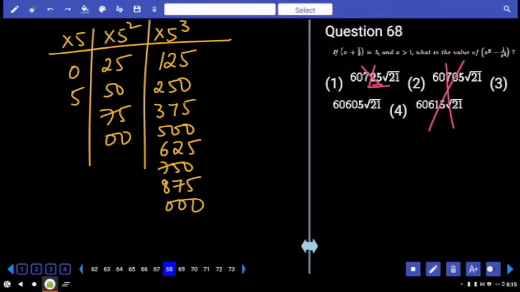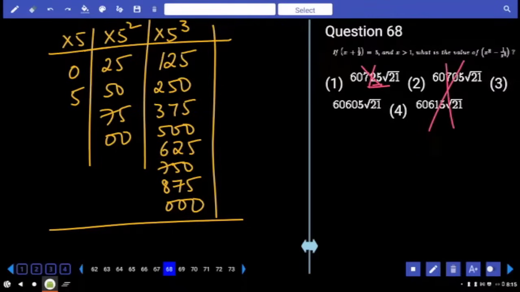5 multiple, 5 square multiple, 5 cube multiple end with only these numbers. Don't say 5 square multiple ends with 0 or 5, or that 5 cube multiple ends with 0 or 5. Don't behave like a layman. Others may say that, but you should say 5 square ends with 25, 50, 75, 2 zeros. 5 cube ends with 125. Keep on adding 125: 250, 375, 500, 625, 750, 875, 3 zeros.